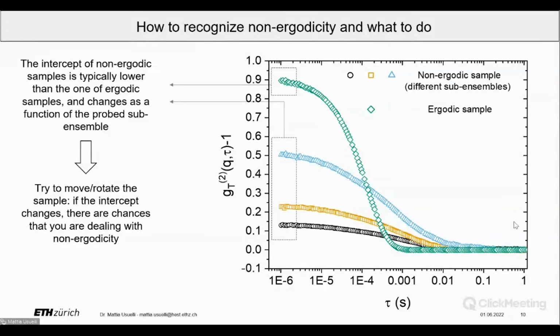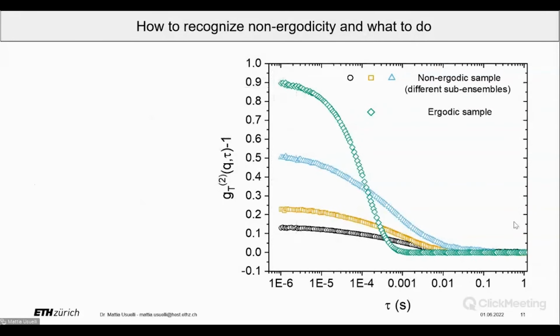So this means that you can still perform the experiments. You can still collect very, very insightful information of your sample. At the same time, you need to treat the data properly. So our question now: we saw that for usual Brownian motion, we use the Siegert relation. What shall we do with non-ergodic samples? So what do we do?